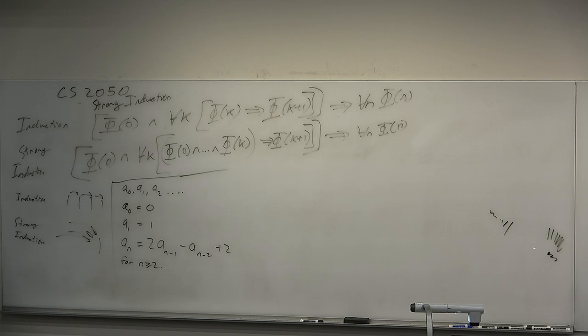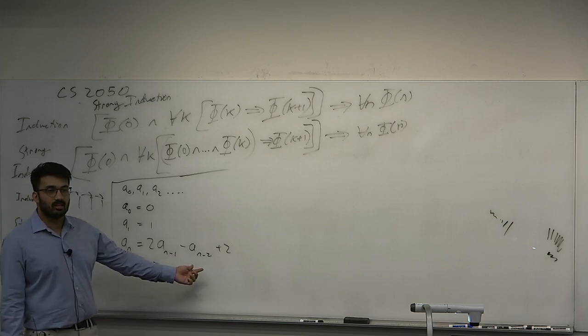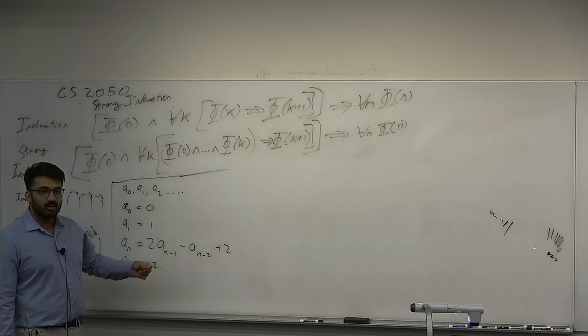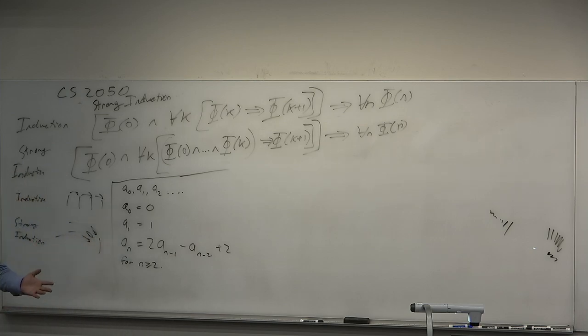A recurrence is an infinite sequence defined with some base cases and a recursive equation. A recursive equation means the next element of the sequence is some formula of previous elements in the sequence. Perhaps this one is just a linear combination of the two previous ones. Sometimes it's like a of n is equal to 2 times a of n over 2, or square root of a of n, whatever, right? There's all kinds of things you can do to define a recursive sequence.